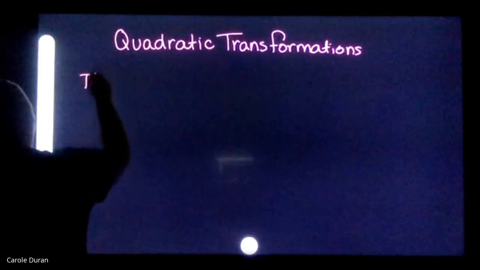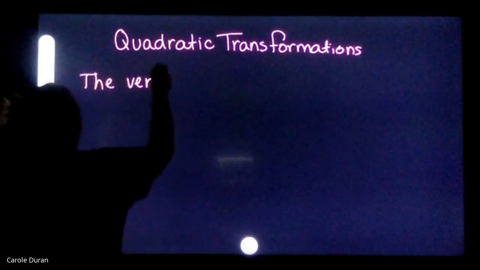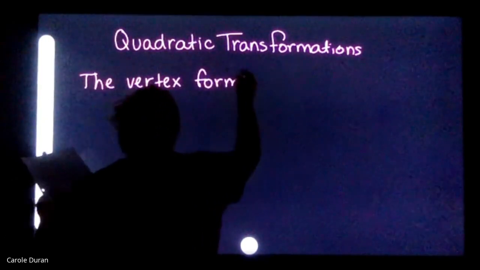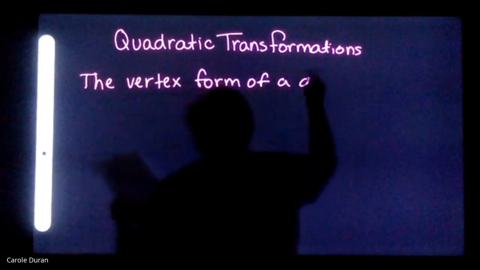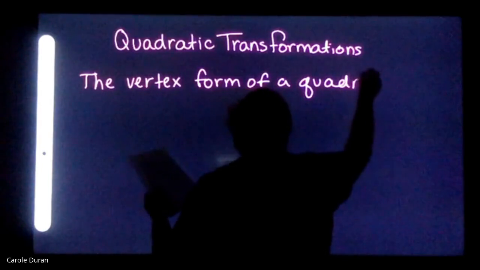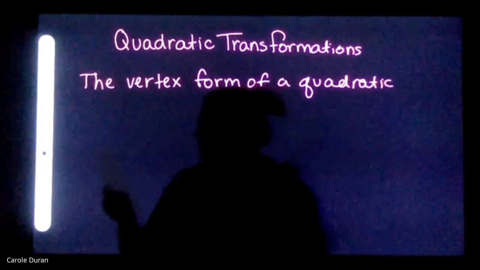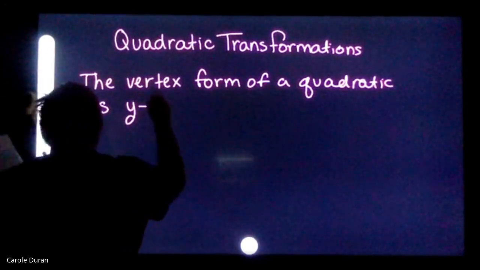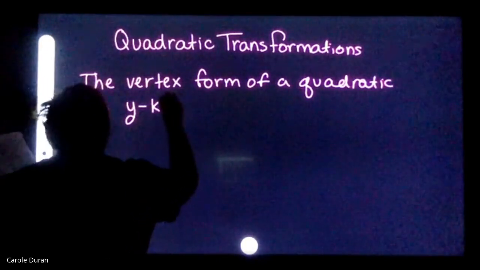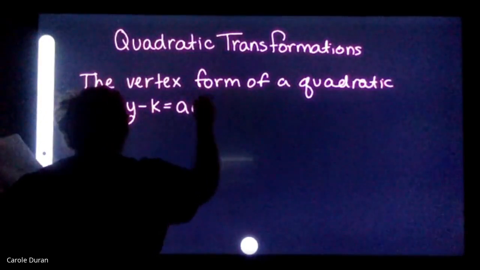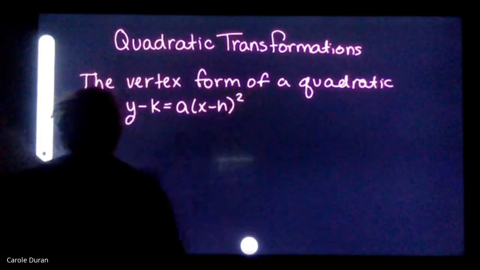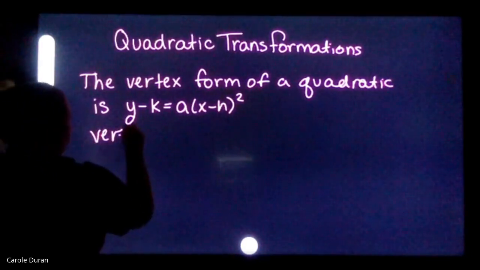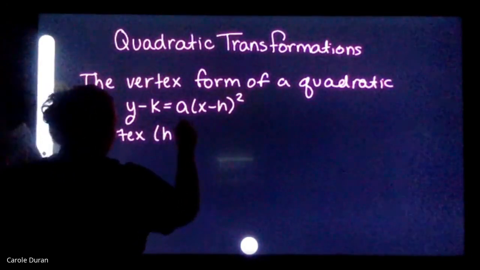In order to do that, we have to remember what the vertex form of a quadratic is. The vertex form of a quadratic is of the form y minus k equals a times x minus h squared, where our vertex has the coordinates h, k.